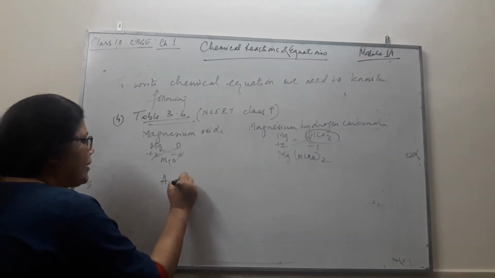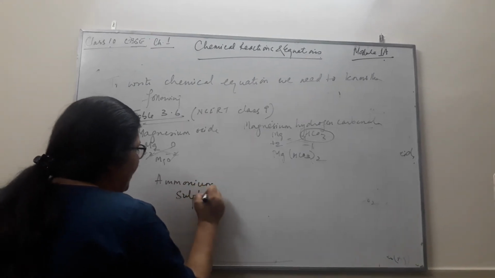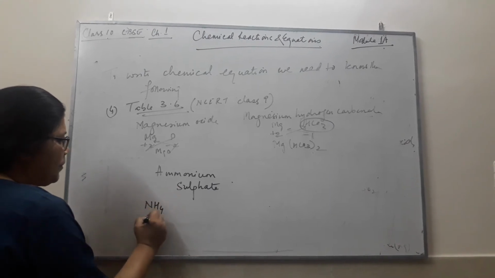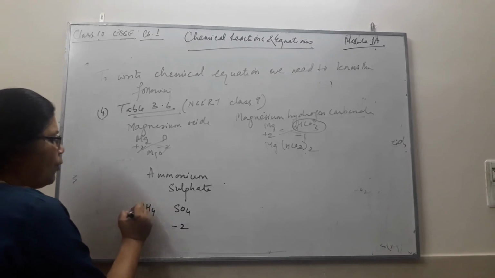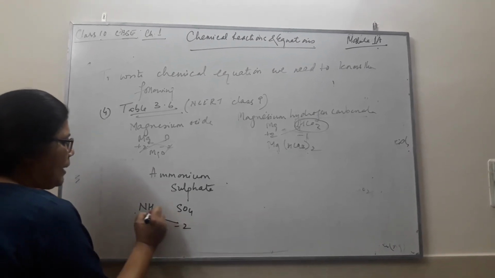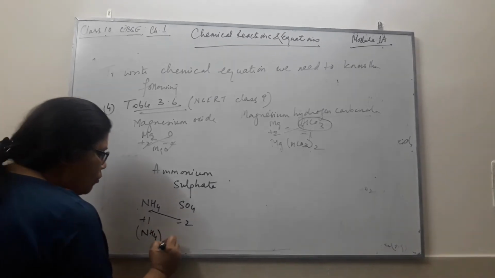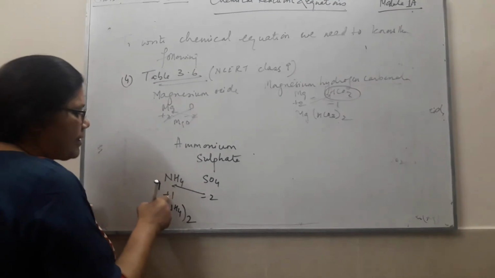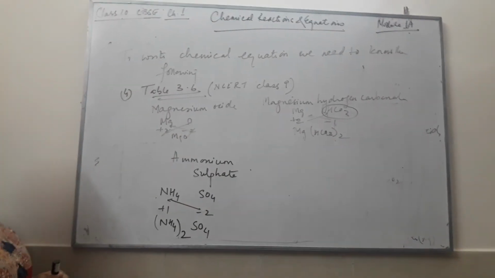Let us take one more example: ammonium sulfate. How do we write the formula? NH4 plus 1, SO4 minus 2. Both are polyatomic ions, and ammonium has to be multiplied with 2, so I am using a bracket. Sulfate is also a polyatomic ion, but since it is multiplied with 1, you don't require a bracket.